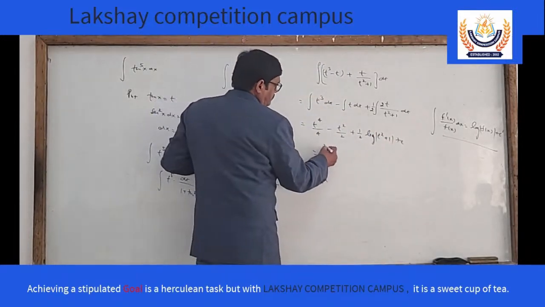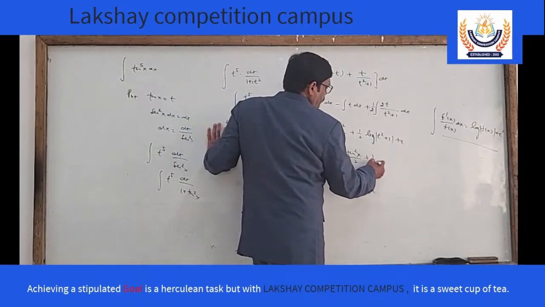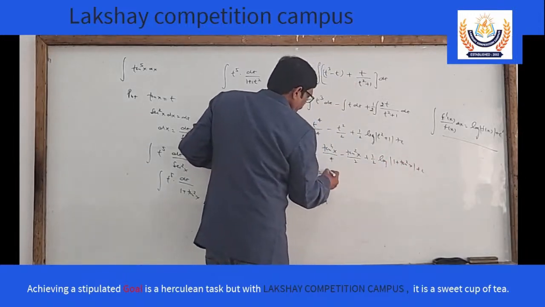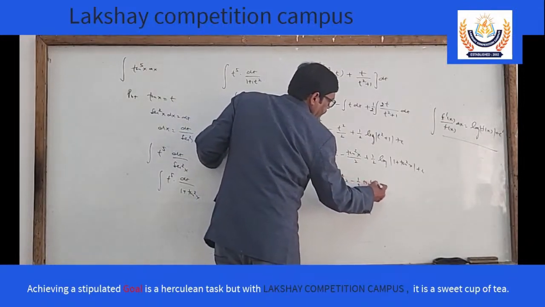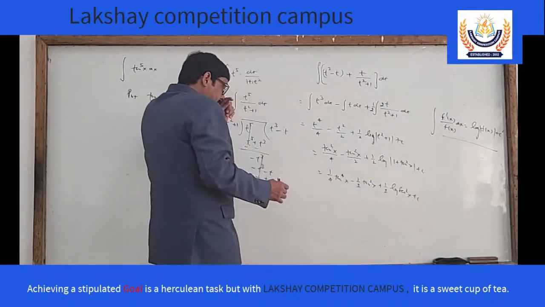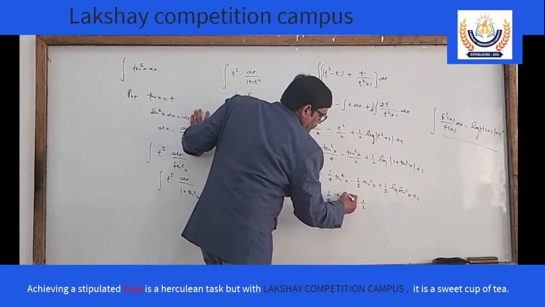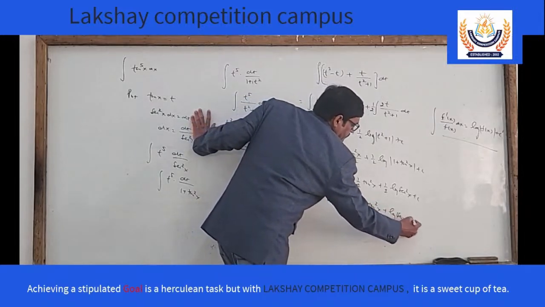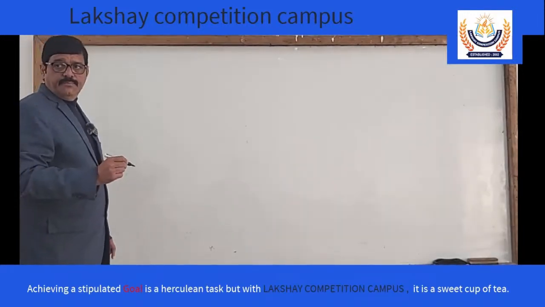tan x. So it is tan⁴x by 4 minus tan²x by 2 plus 1 by 2 log of (1 plus tan²x). You can also write it as tan⁴x by 4 minus tan²x by 2 plus log secant x, because n log m is log m raised to power n, right?